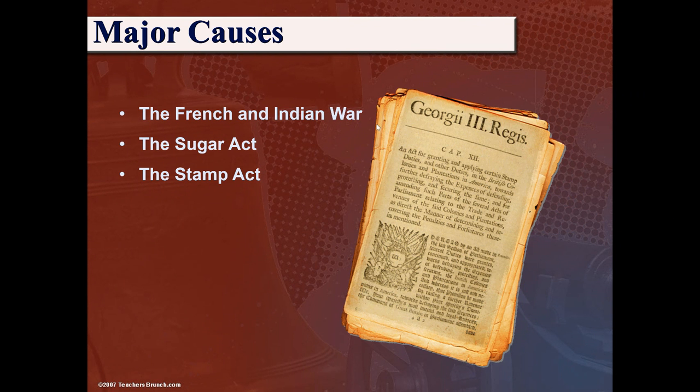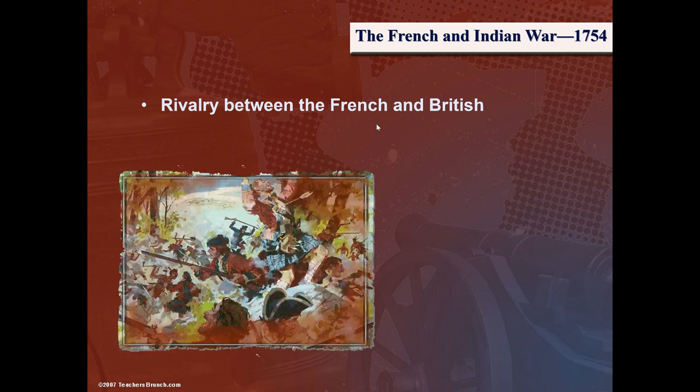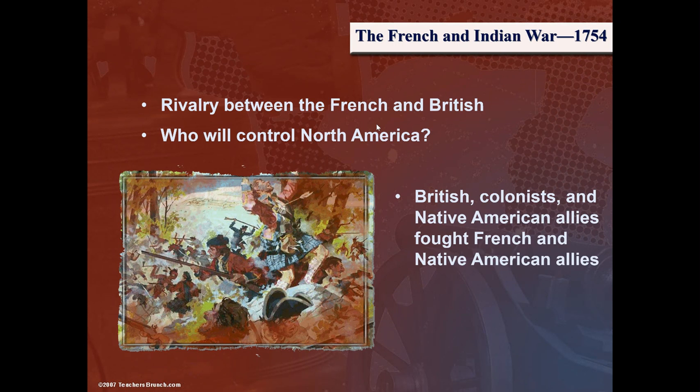So the French and Indian War was a rivalry between the French and the British, and the reason it was called the French and Indian War was because the French allied with a lot of Native Americans to fight the British for a lot of territory in North America.